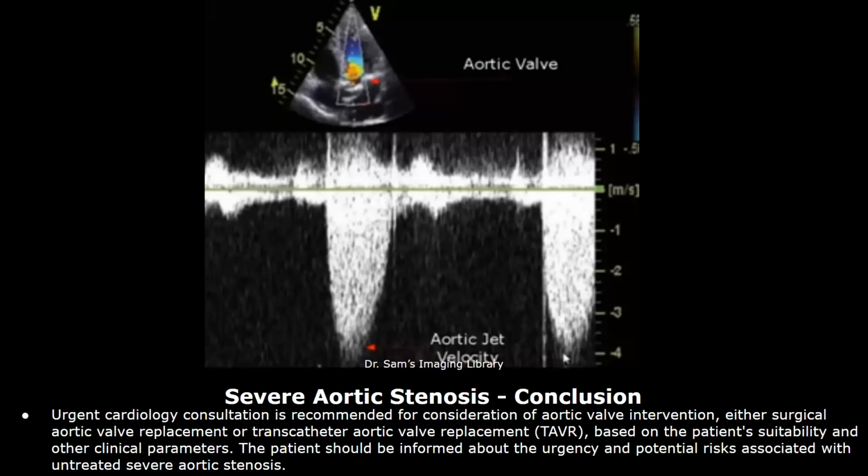Urgent cardiology consultation is recommended for consideration of aortic valve intervention, either surgical aortic valve replacement or transcatheter aortic valve replacement, based on the patient's suitability and other clinical parameters. The patient should be informed about the urgency and potential risks associated with untreated severe aortic stenosis.